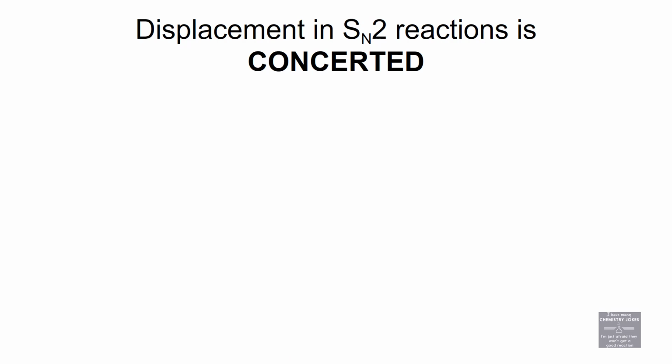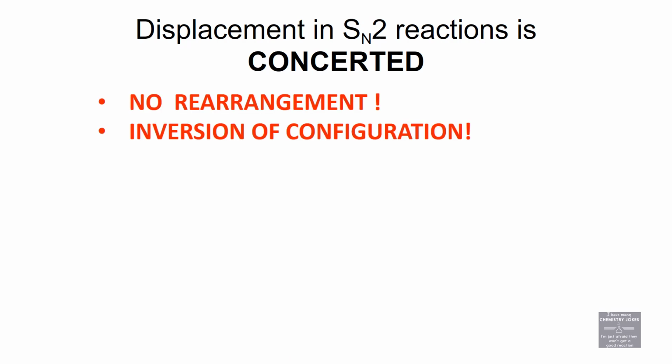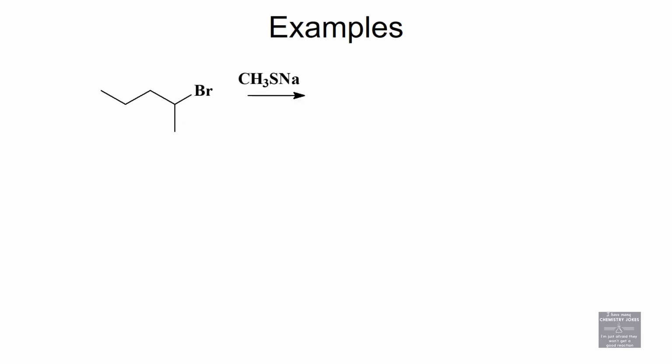Okay. The reaction is concerted. It's a single step, concerted, which means you do not have any chance for rearrangements because you don't make a carbocation. The stereochemistry is inversion. You ready to talk examples? I'm ready. You ready? All right.